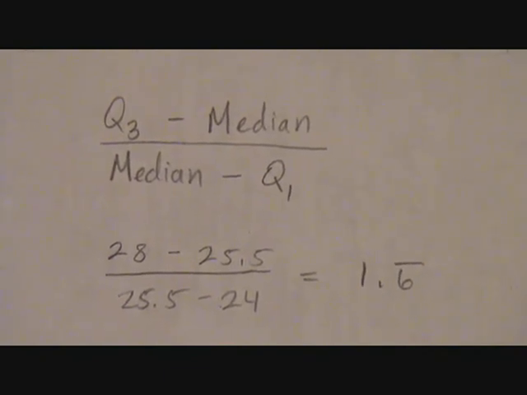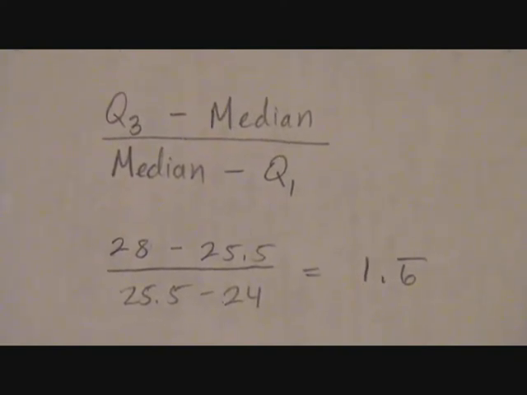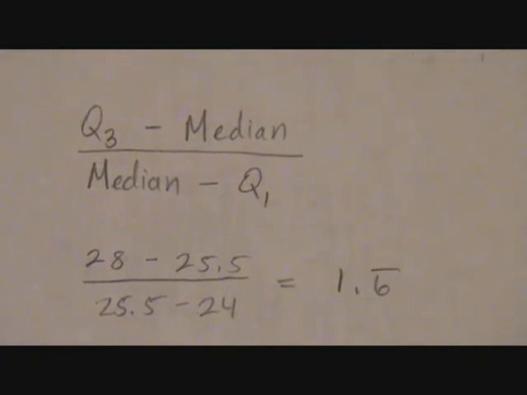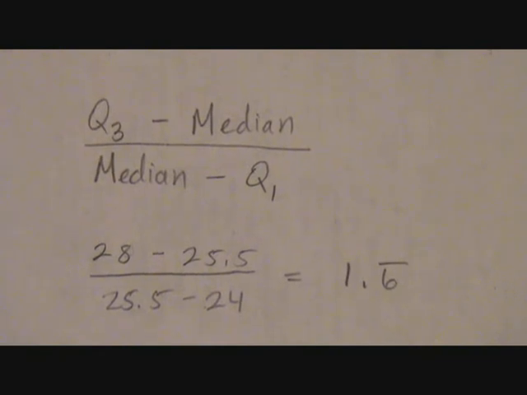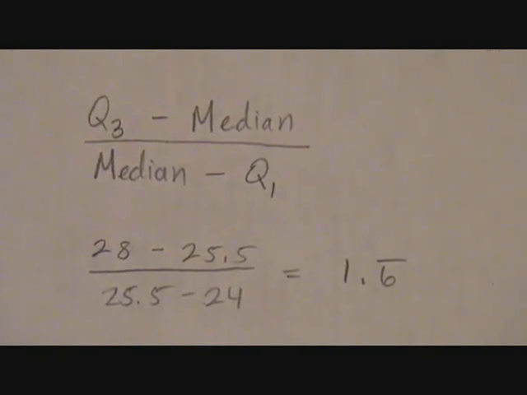Our statistic will be greater than 1 if the data are right skewed. This means the median is farther away from quartile 3 and the data are more spread out on the right side of the graph. If the value were less than 1, it would be skewed to the left. If it were equal to 1, it would be normal.